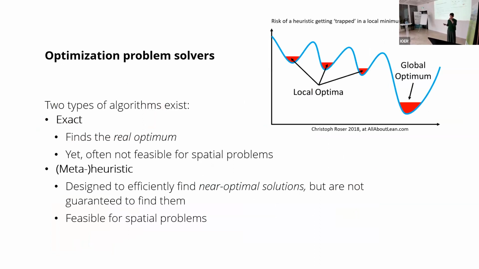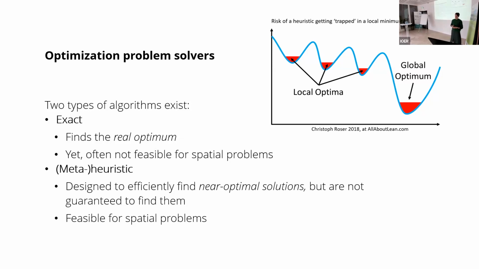Then to solve such optimization problems, we need solvers, and I'm not going to talk too much about that because it's a lot of technical detail, but what I do want to say about it is that there are two types of algorithms to solve spatial optimization problems: exact and heuristics or meta-heuristics. Exact algorithms, they find the real optimum. So here, for example, the real minimum of this function.